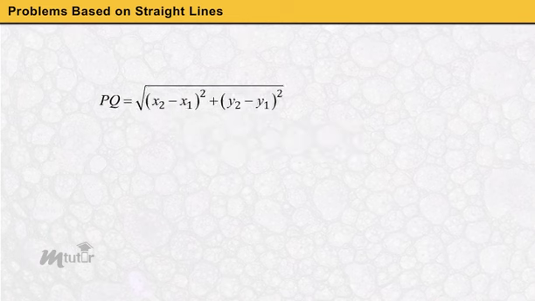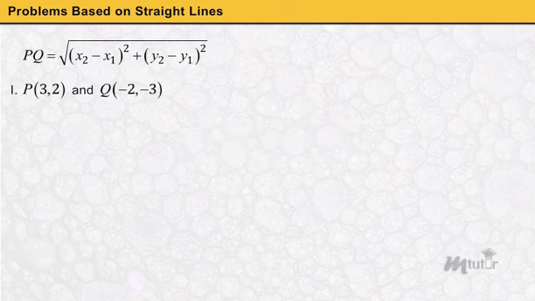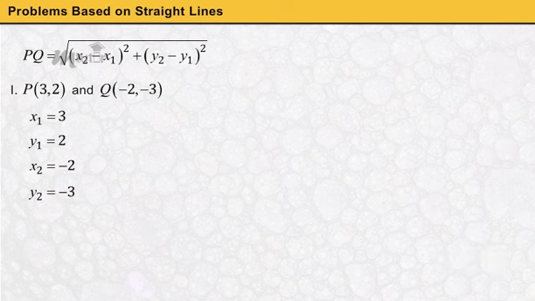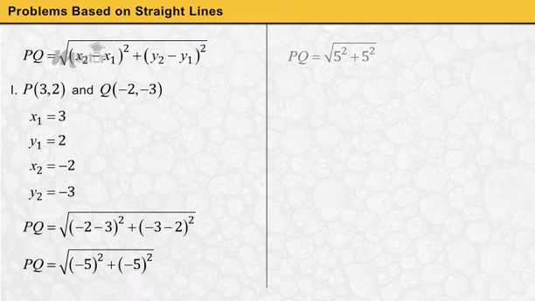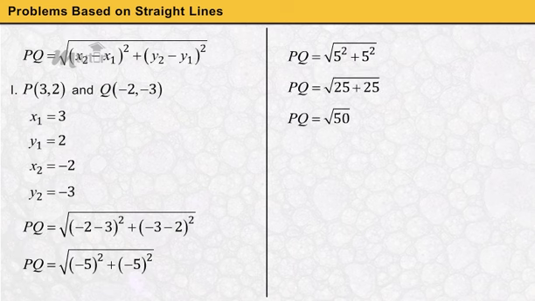Okay. Now, let us consider the first subpart. From the first subpart, let x1 be 3, y1 be 2, x2 be minus 2, and y2 be minus 3. On substituting the values in the formula and simplifying, we get the distance between P and Q as square root of 50. On finding the square root, we have the distance PQ as 7.07 approximately.